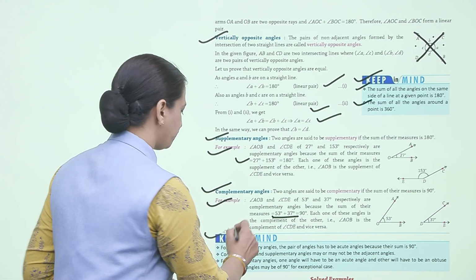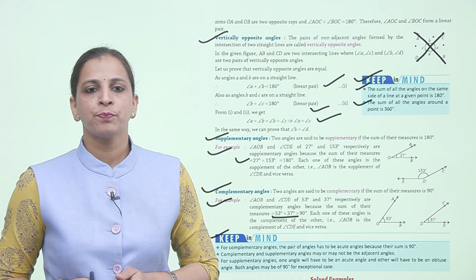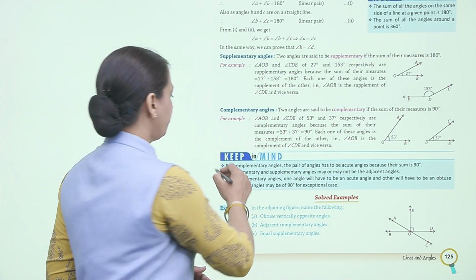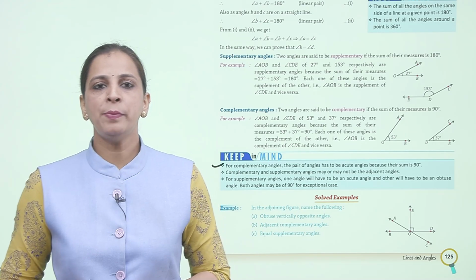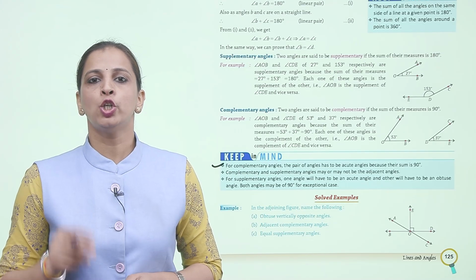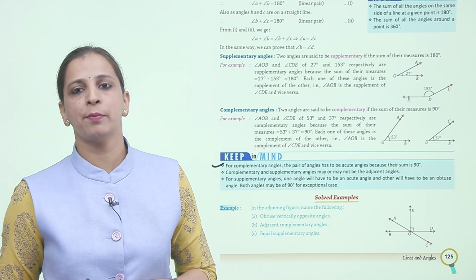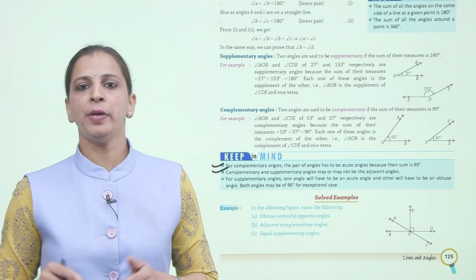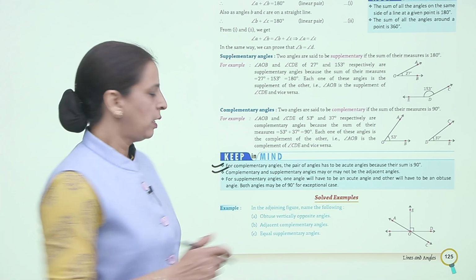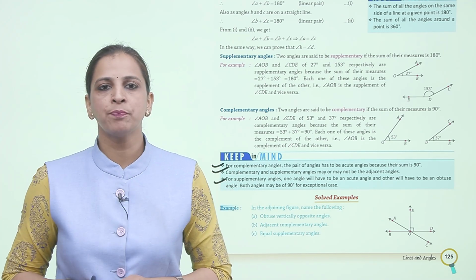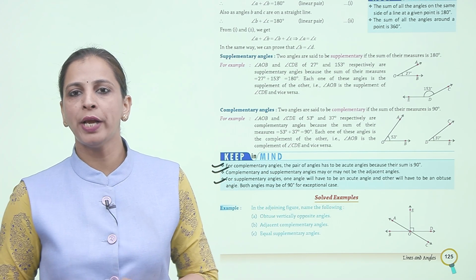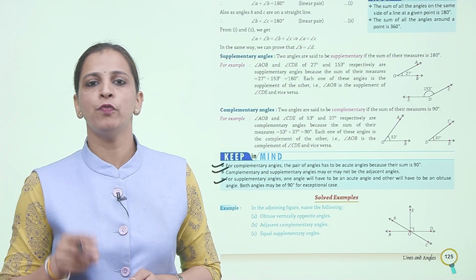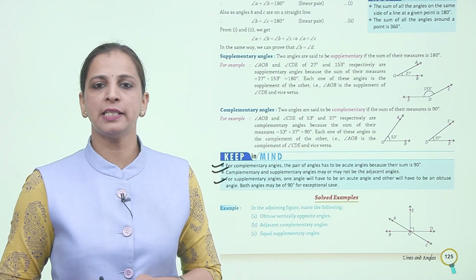Now keep in mind, first, for complementary angles, the pair of angles has to be acute angles because their sum is 90 degrees. Complementary and supplementary angles may or may not be adjacent angles. Next, for supplementary angles, one angle will have to be an acute angle and the other will have to be an obtuse angle. Both angles may be of 90 degrees for exceptional cases.